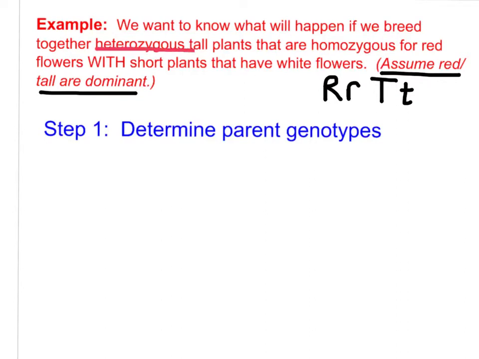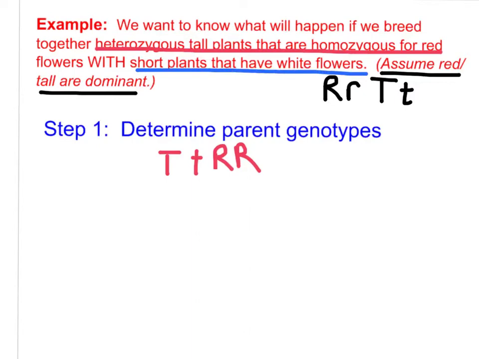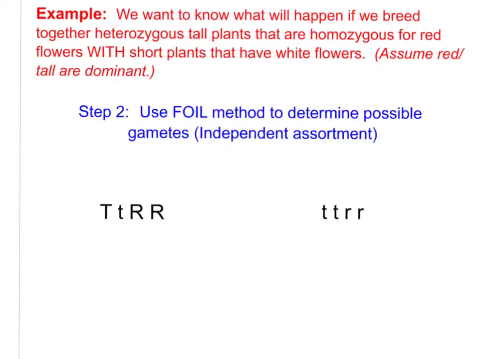One of the parents is heterozygous tall and homozygous for red. So heterozygous tall is one of each allele for the height. And then it's homozygous for red. That means it will be red, homozygous dominant. Let's look at the other parent. Short plants with white flowers, that's the other parent. So if it's short, it has to have two recessive alleles for the height, and it has white flowers, so it has to have two recessive alleles for the color. So now we just found our two parent genotypes. Let's move on to the next step.